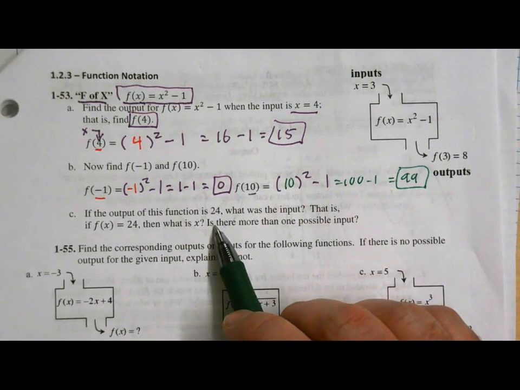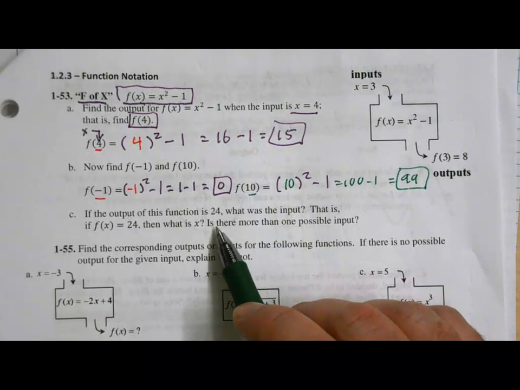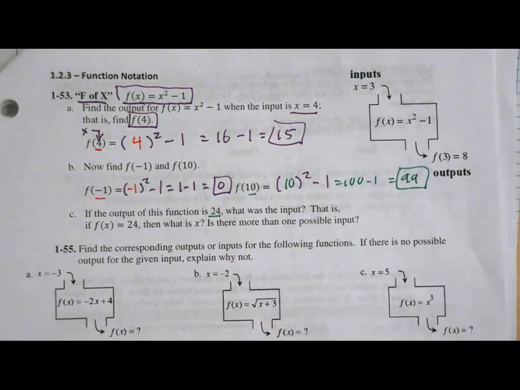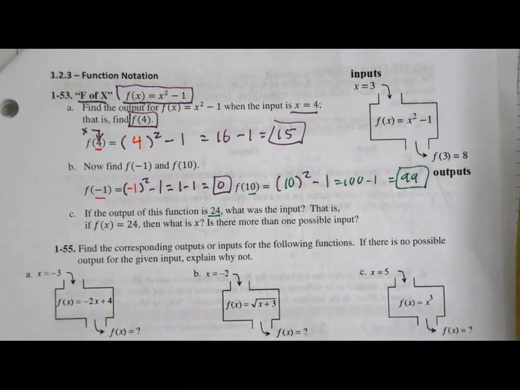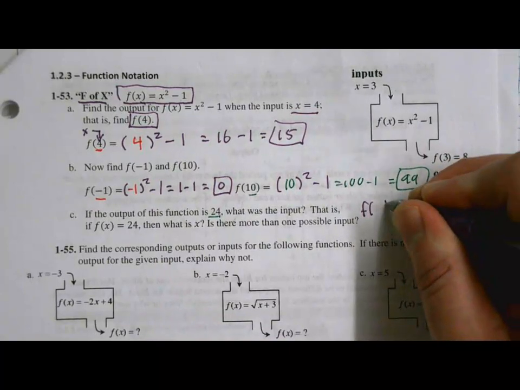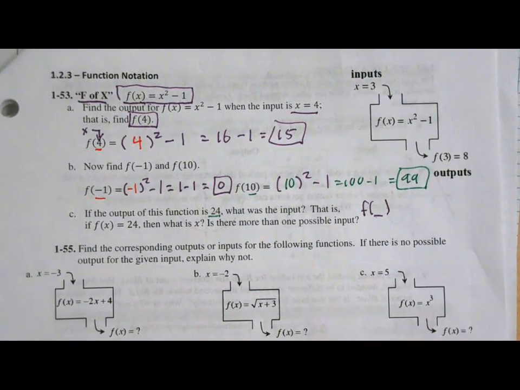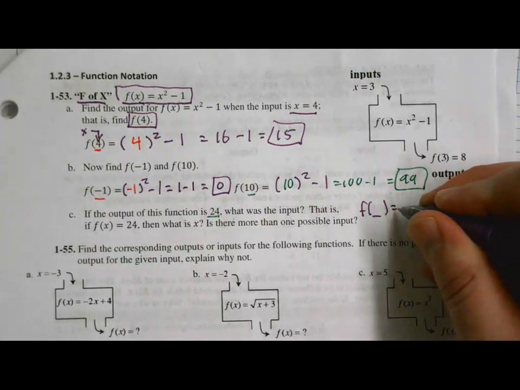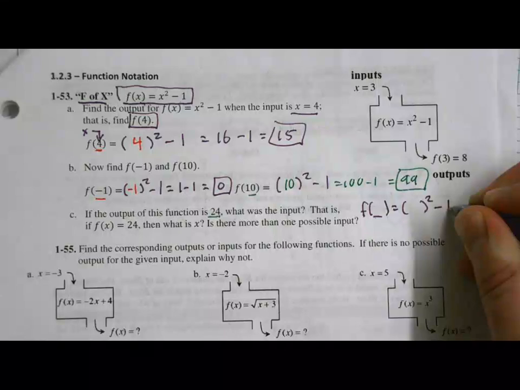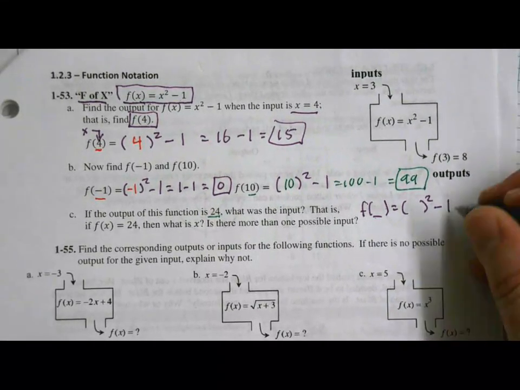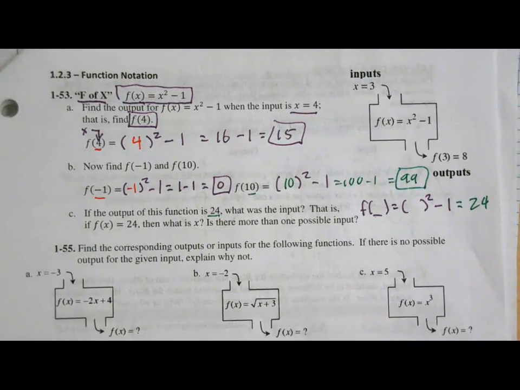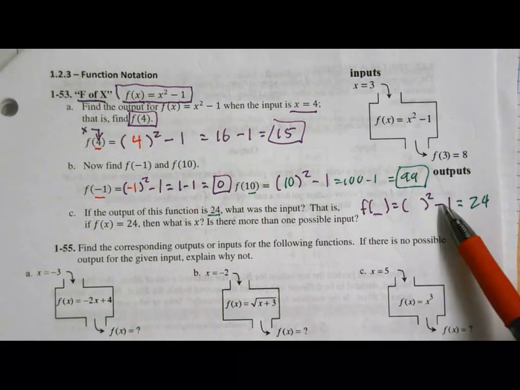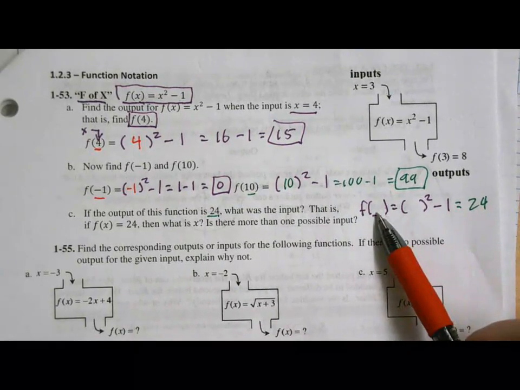Do you have a question? No? Okay. They're giving us the output. The answer to this is 24. So we found the outputs a minute ago. We've got to work our way backwards. So I don't know what the input is. Whatever my answer is going to be, that's what number goes inside of here. But I know that if I took that number and I squared it and I subtracted 1, that my answer would be what? 24. So they're telling us that the answer would be 24. So all I got to do is figure out what number could I square and then subtract 1 and get that answer of 24. That's what will go inside these parentheses.